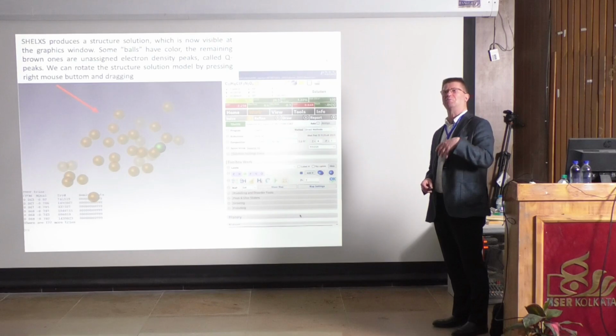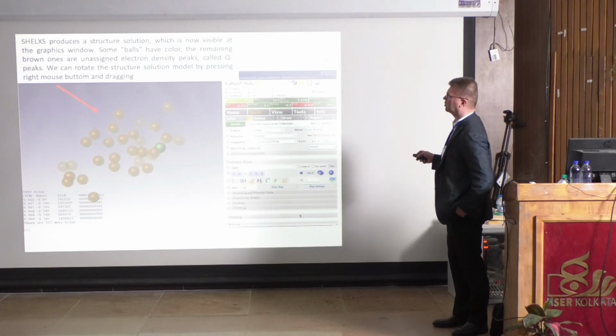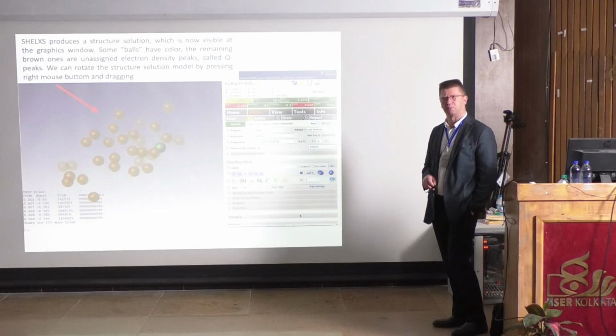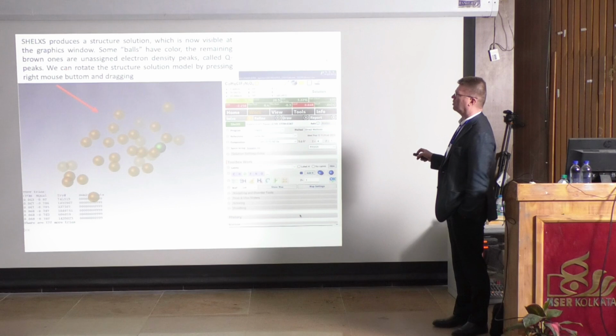But the point is there might be more of these peaks than there are real structures, because we don't know what it is. So it's our business to start doing. These are called Q peaks. We call them Q peaks. Q is unknown. And now the idea is that we rotate with the right mouse and drag.